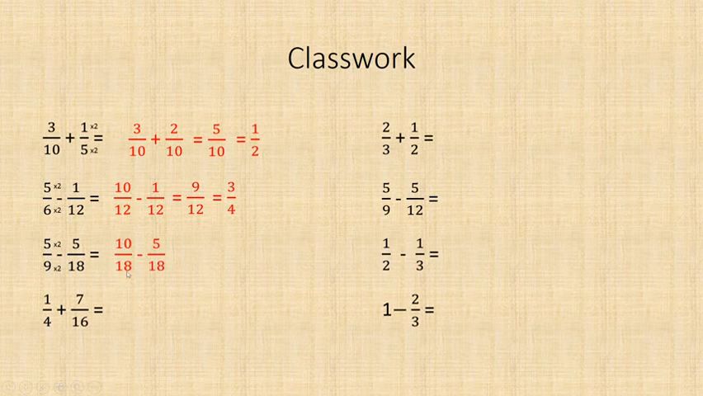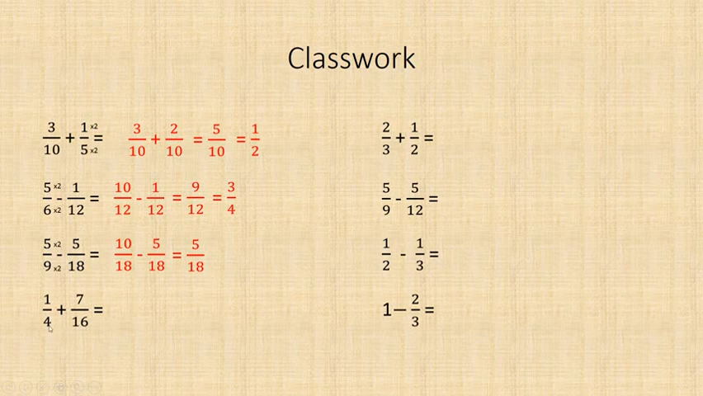So here it's going to be 10 over 18 minus 5 over 18, which equals 5 over 18. Okay, another question. 1 over 4 plus 7 over 16. I have to change the denominators to be the same, so I search for the LCM and change it. The LCM here is 16.